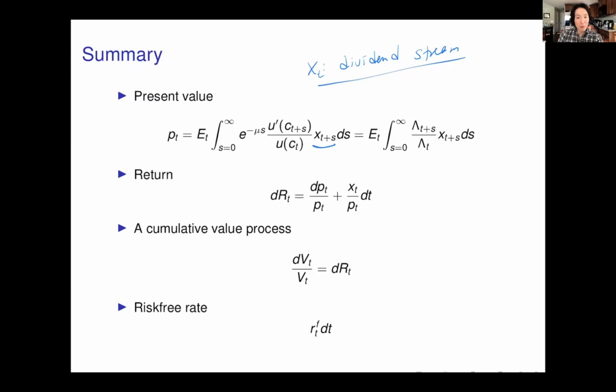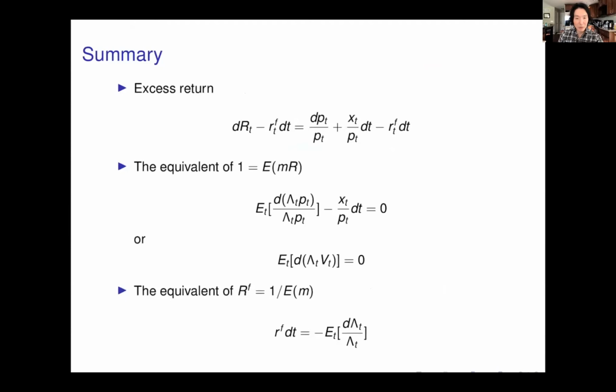A cumulative value process is basically dV_t over V_t. In other words, suppose the value is V, right? And what is the percentage change in value? That's going to be delta V over V, right? And this is like the infinitesimal return if you assume there are no dividends. Risk-free rate is given as r times dt. Excess return on a stock we have seen many times, which is dR_t, the infinitesimal return, minus the risk-free rate, and that is going to be the same as the thing on the right-hand side.